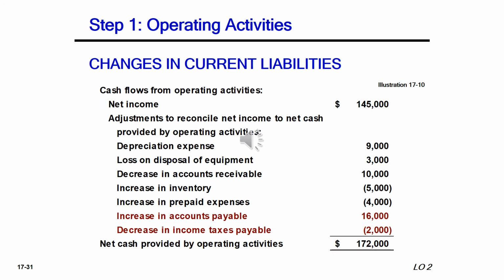As we mentioned in the previous slide, we're going to take the increase in accounts payable and add it back to the cash flows from operating activities. And we're going to take the decrease in income taxes payable and deduct it from our balance. So that's going to adjust our net cash provided by operating activities up to $172,000.